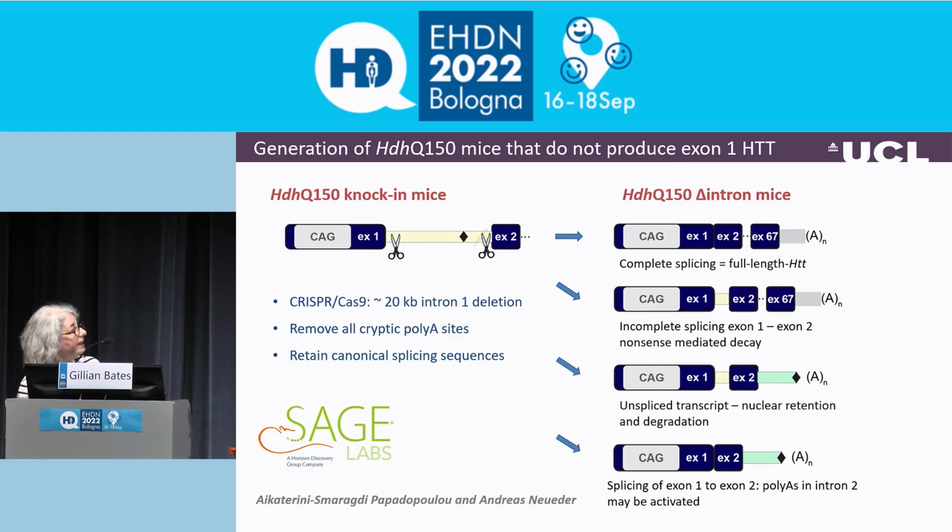We might get complete splicing to produce a full-length protein. We might not splice from exon 1 to exon 2, but there's no poly-A sites there now, so it can't terminate, and this would get destroyed by a process called nonsense-mediated decay. Because we shortened this, we might activate poly-A sites in intron 2, which actually we know we do, but this should not get exported from the nucleus. And we might actually make this small protein, exon 1, exon 2, activating poly-A sites.